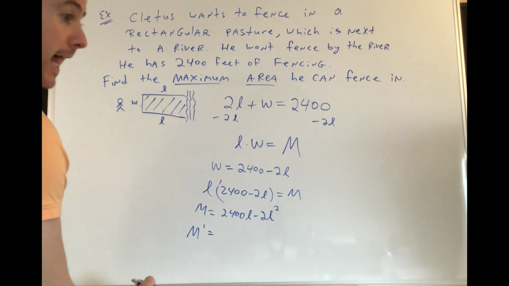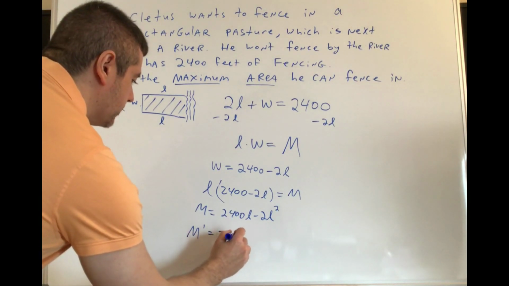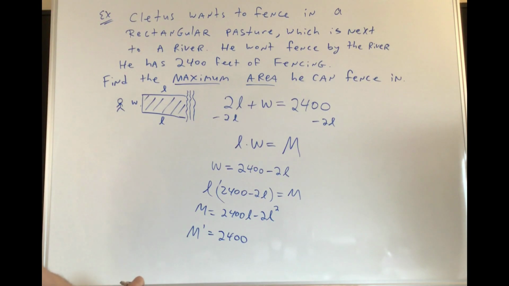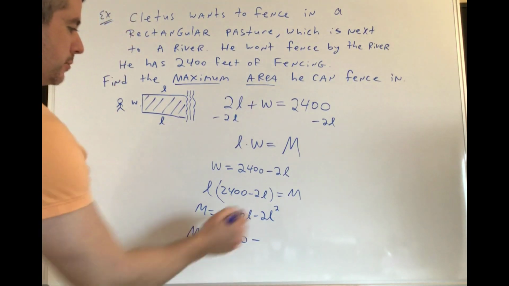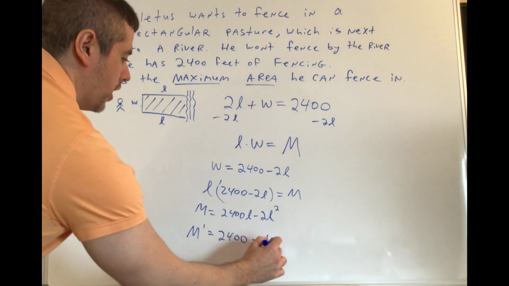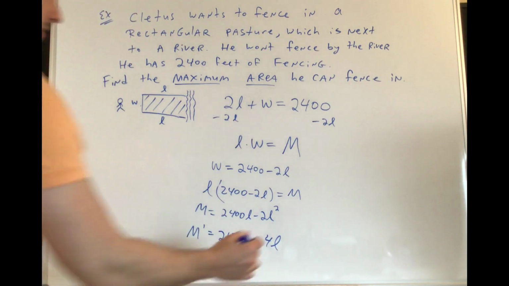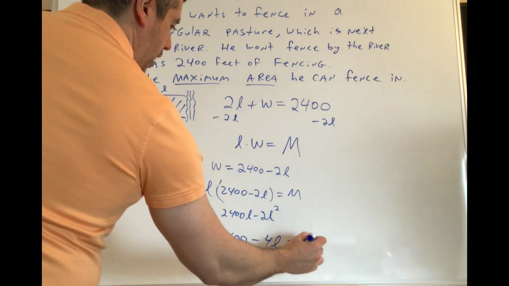Derivative of 2,400L is 2,400. The derivative of negative 2L squared, multiplied by the power, subtract 1, you get 4L. Now what are you supposed to do with this? Set it equal to 0.